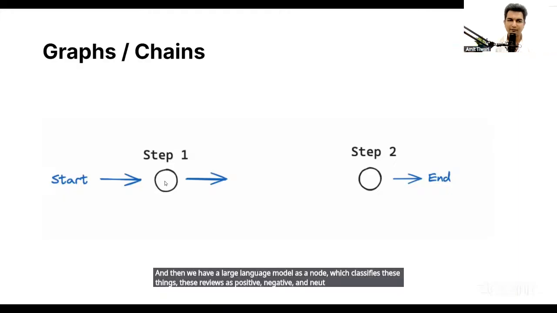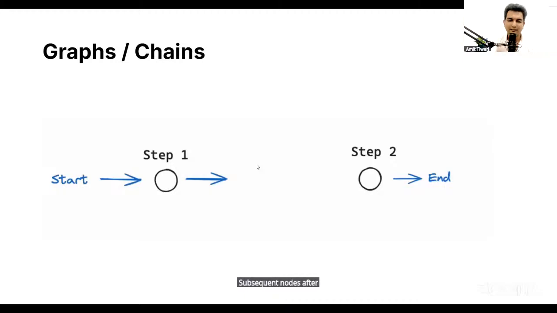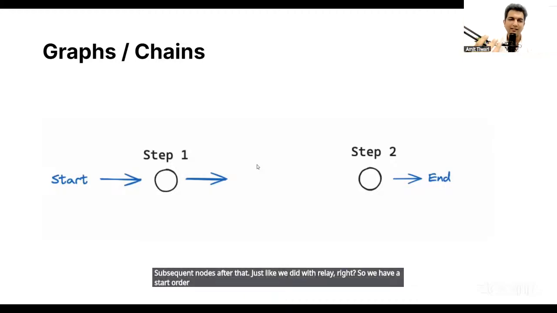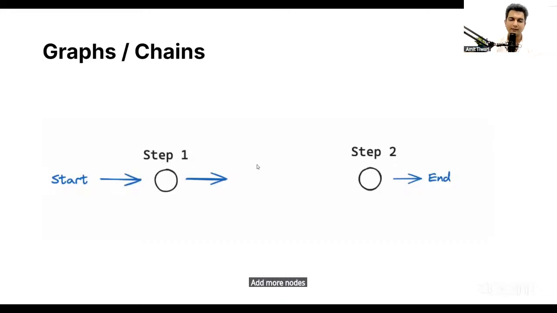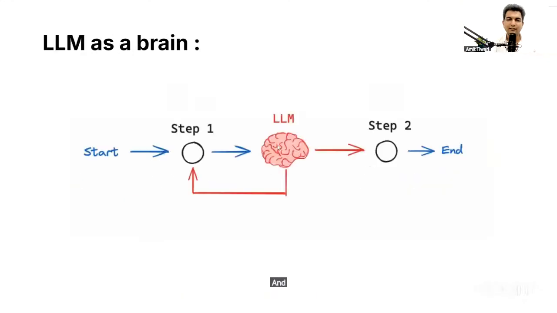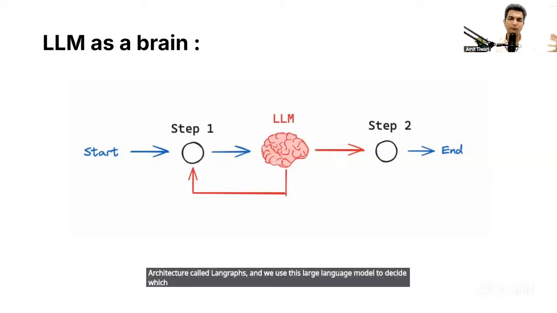And then we have subsequent nodes after that, just like we did with Relay, right? So we have a start or trigger node, and then we add a large language model, and then we add more nodes according to the steps that we have in the process. This large language model acts as the brain of the whole agent, right? So we are using this agentic AI architecture called LangGraph, and we use this large language model to decide which way to go or which route to take.